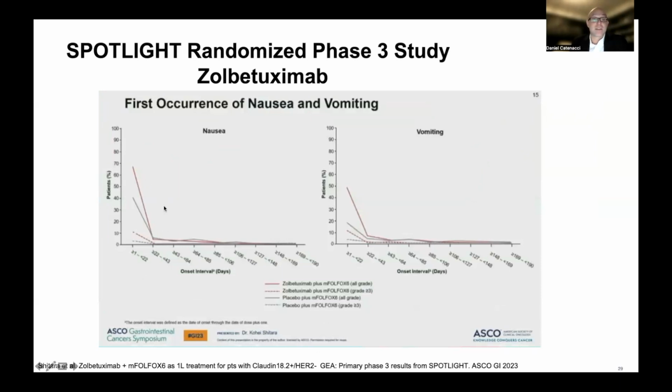So with respect to the nausea and vomiting, the one thing that's really important to know is that it typically is front loaded. It's in the first couple of cycles, and then afterwards, as time goes on, for both nausea and vomiting, it's pretty similar between the zolbetuximab versus a placebo. So the highest grades are shown in the dotted line, and any grade nausea and vomiting are shown in the dark line. So with the red, zolbetuximab being higher compared to the placebo in both groups.